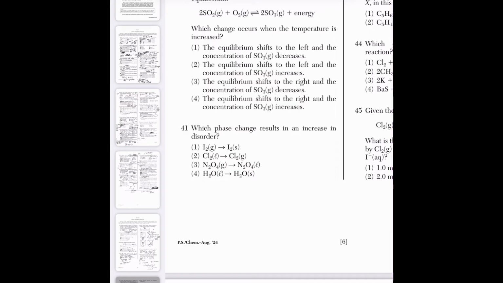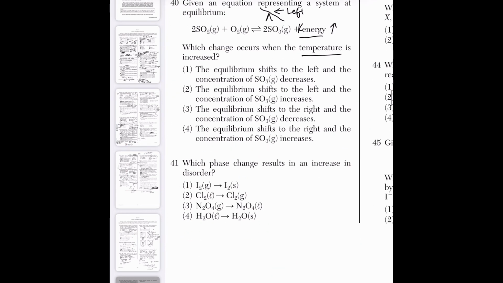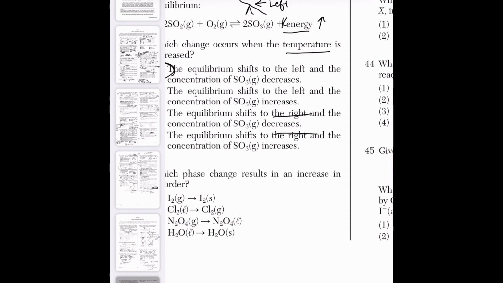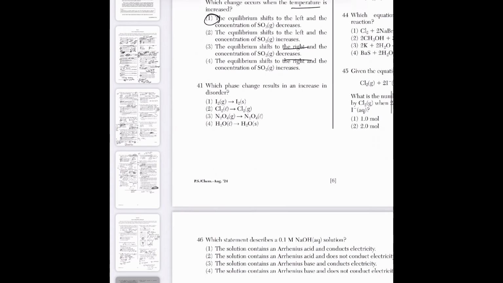Change occurs when the temperature is increased. Temperature is basically kinetic energy. So if you're increasing this, think of it like a seesaw. You're weighing down this side, so the reaction is more prone to shifting left. Cross out these two. It'd be this one, because if you're shifting left, you're consuming this. You're using more of this to make these two. So these two, their concentration will increase while this one decreases. Perfect.